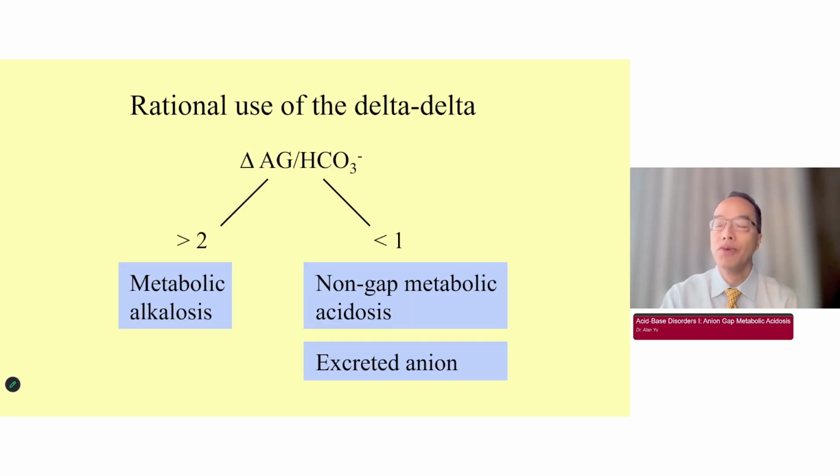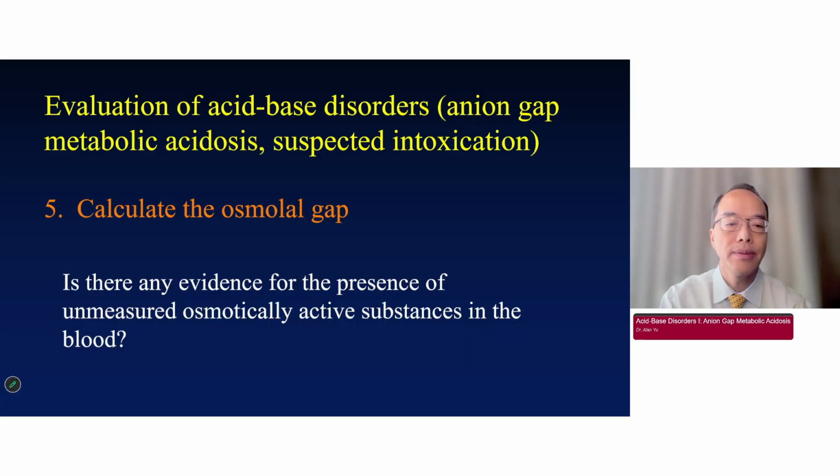So when I think about the delta-delta, I'm a little more liberal in my thinking about the normal range. I would want to see the delta-delta pretty high to be convinced there's a metabolic alkalosis, maybe as high as 2 or more. On the flip side of it, if your delta-delta is less than 1, sure, it could be due to a non-gap metabolic acidosis, but in the differential diagnosis, just consider the possibility that you have a disorder where the unmeasured anion is just being excreted in the urine.